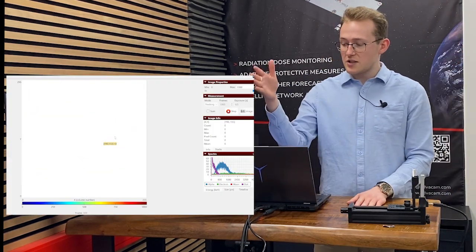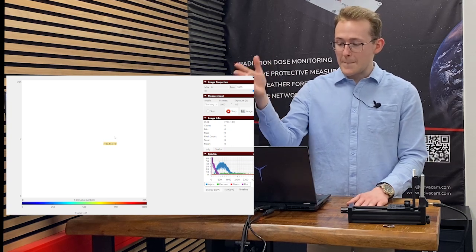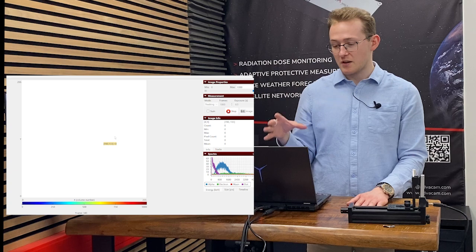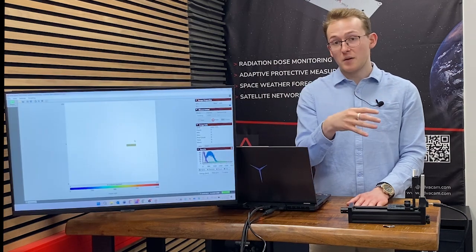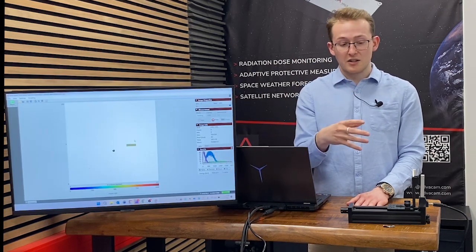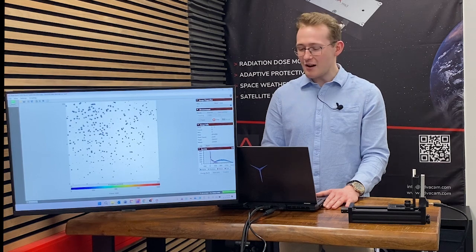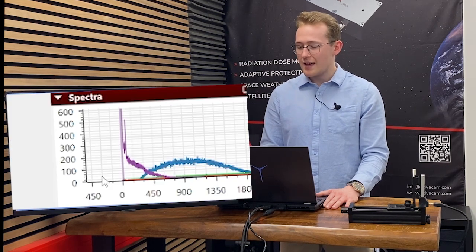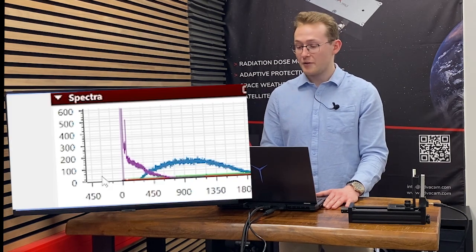As you can see, the measurement is still running, but there is no radiation observed due to higher absorption of radiation in lead. Down here, you can also see the energy spectrum of the radiation.